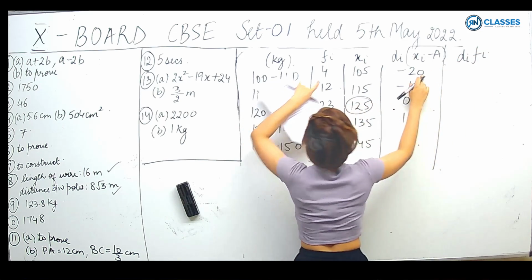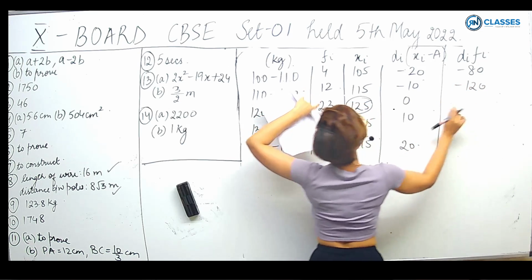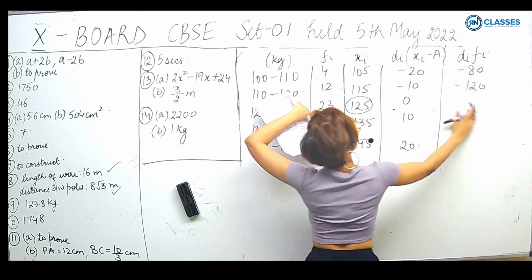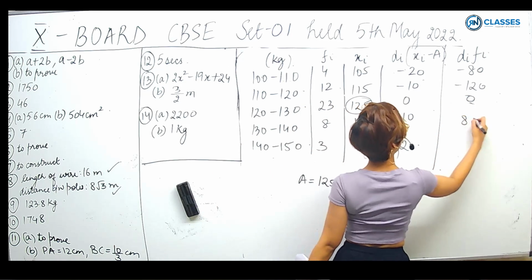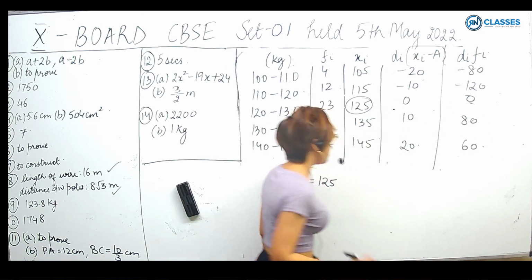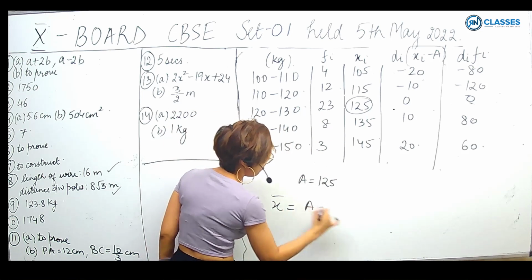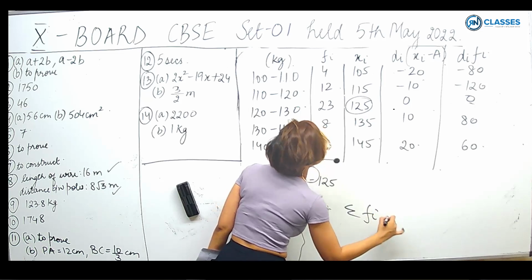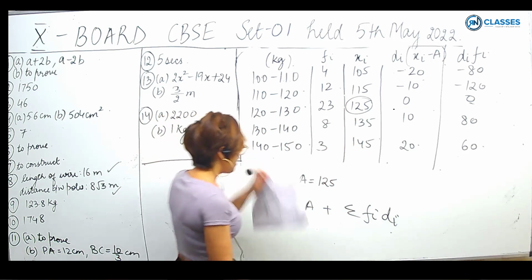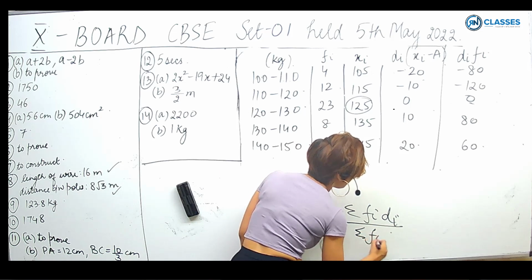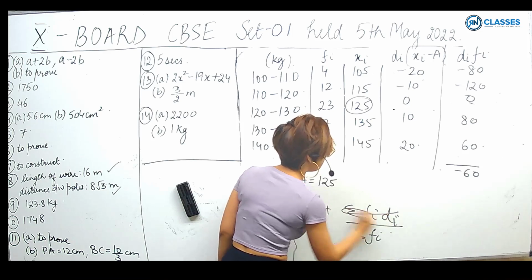So this into this, minus 80, this into this, minus 120, then this is obviously 0, then 0, then 80, then 60. Right? Now, my formula for the mean is A plus summation fi di over summation fi. I should have written fi di over there. Okay, cool. You can find the sum. Obviously, this gets cancelled, so minus 60.